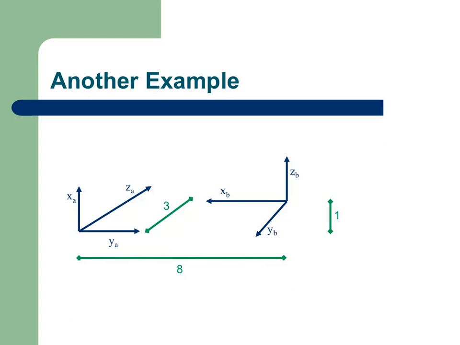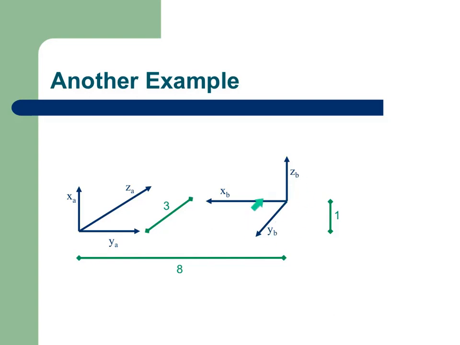Okay, so here's another example. I have the A axis over here where x points up, y points to the right, and z points into the page. You should use your right hand and just check that when you rotate your fingers from x to y, your thumb points in the z direction. Mine does, if it's your right hand.